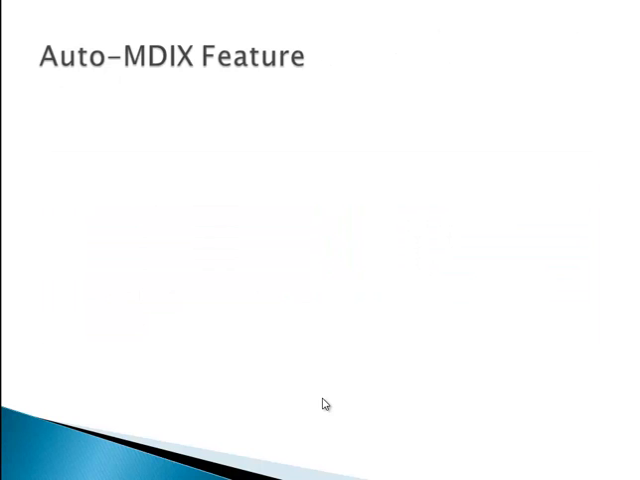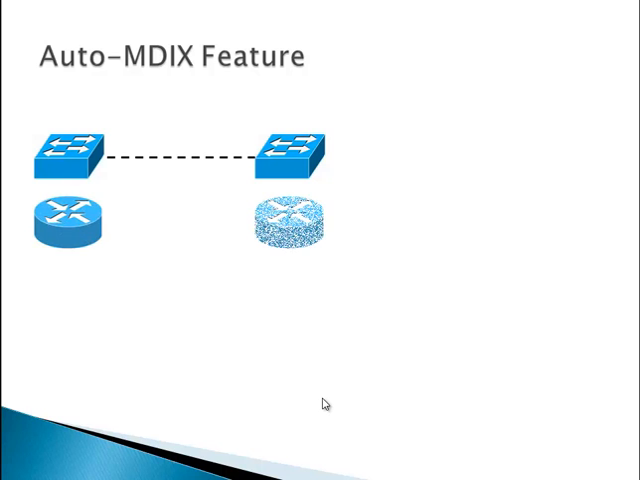Okay, the next thing we need to do, we talk about Auto-MDIX features. Now you remember, switch to switch, what cable do we need to connect it with? Well, it was a crossover cable, because these two are similar devices. So anytime you connect two similar devices, you need a crossover cable. So router to router, similar device, crossover cable.